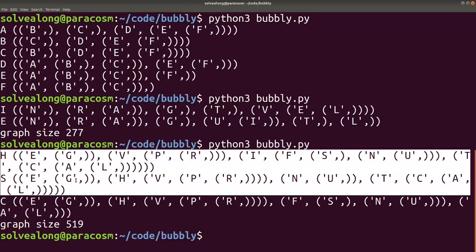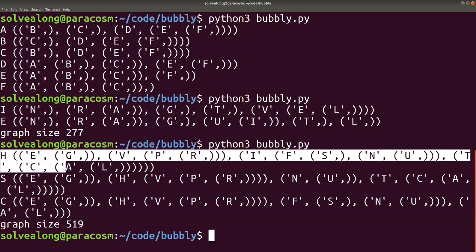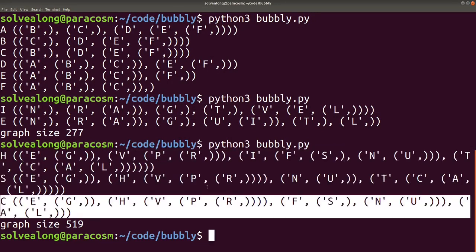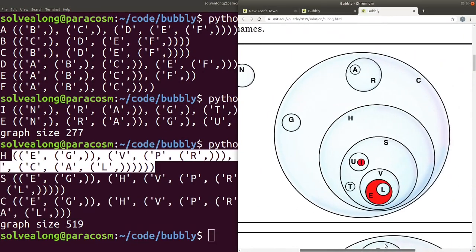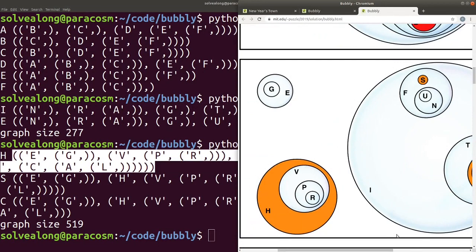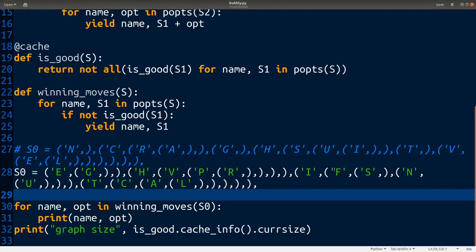Okay. So this is saying there's 3 bubbles you can pop. You can pop bubble H and get this state, S get this state, C get this state to get the resulting solutions. Let's see if that's right. Okay. Yeah, great. H, S, C. So it seems like the program is correct, probably.